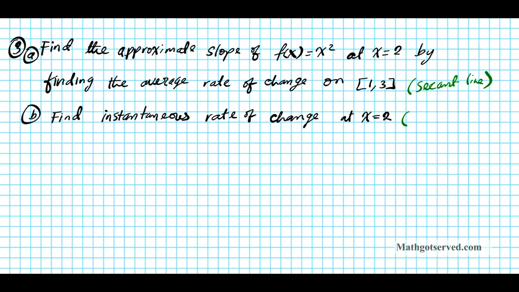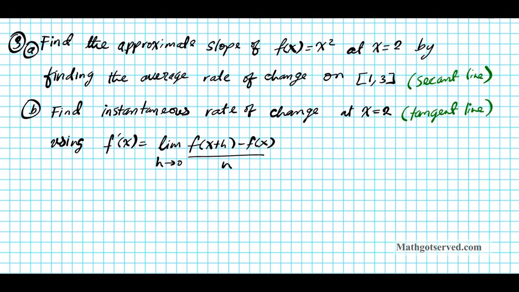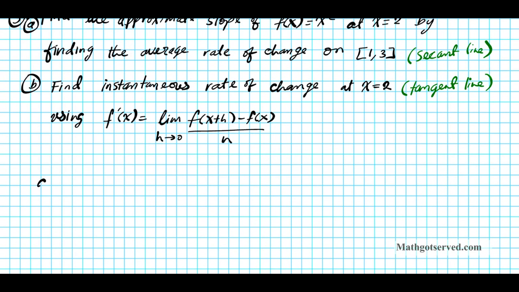So in option B, we're going to be looking for a tangent line, of course, at that point, since the line is intersecting the curve at only one point. And the expectation is for you to find instantaneous rate of change using the limit definition: f prime of x equals the limit as h approaches 0 of f of x plus h minus f of x divided by h. Okay? All right.